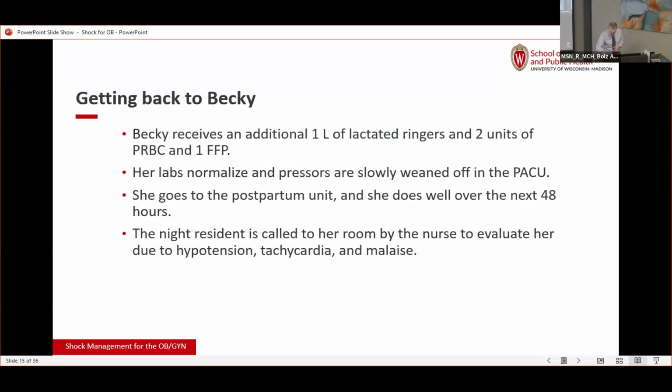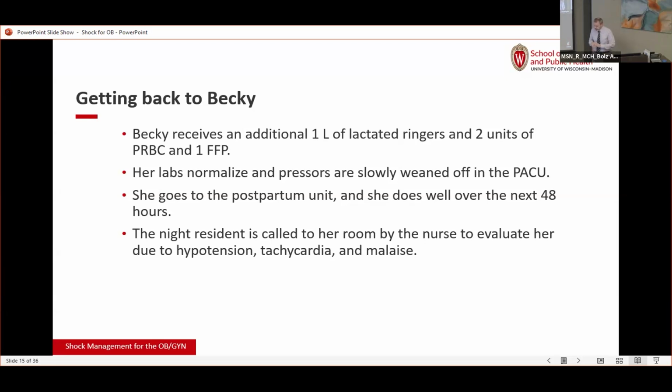So let's get back to our patient. As we talked about, she probably got under-resuscitated. Using our framework, there's a problem with the blood here. We didn't have enough blood to fix this patient's shock. So what did we do? Gave an extra liter of crystalloid, 2 units of PRBCs, 1 unit of FFP, and labs normalized, she got off pressors. She goes to the postpartum unit. She does well over the next 48 hours.